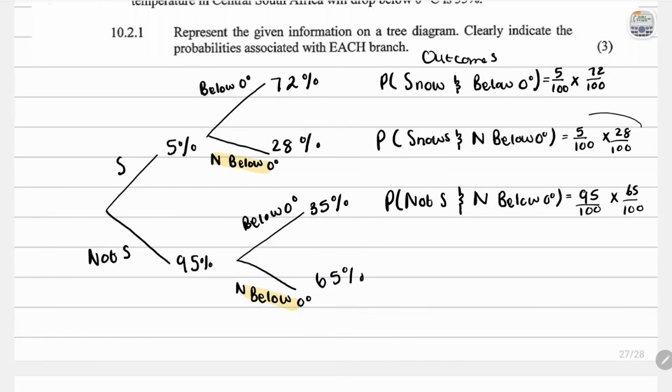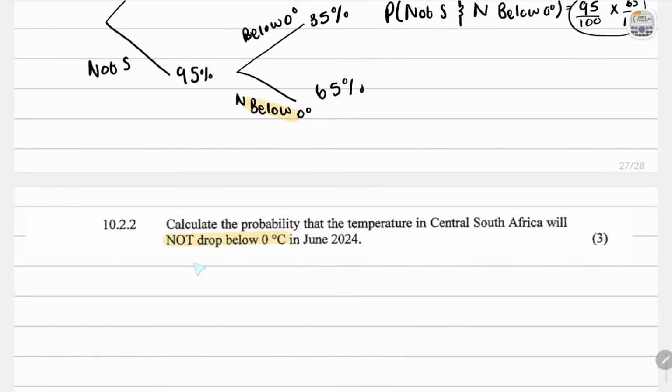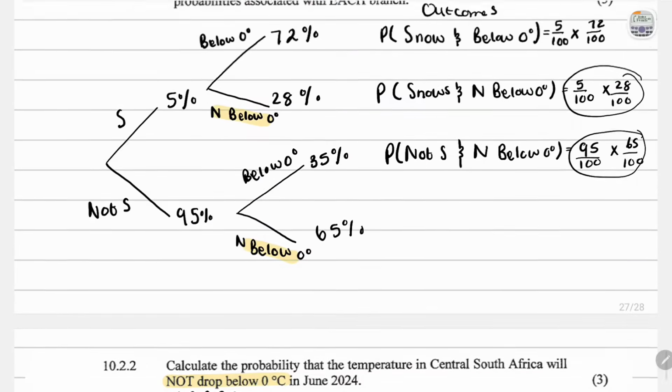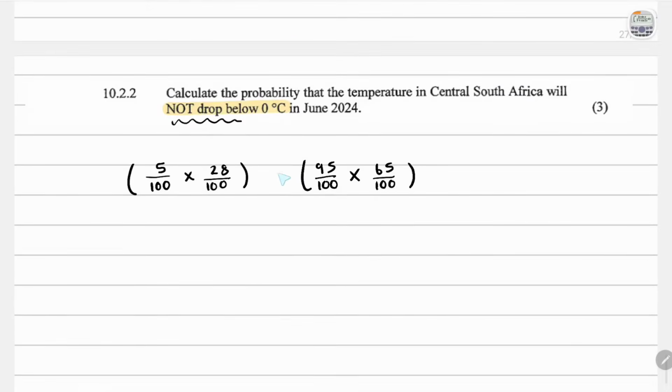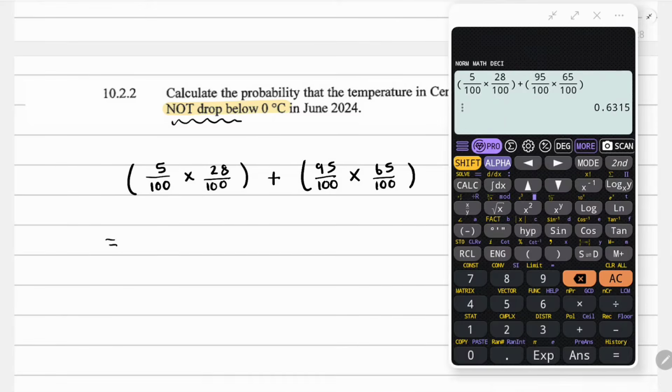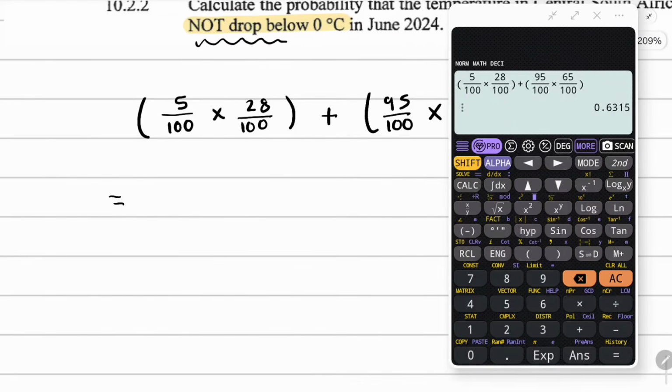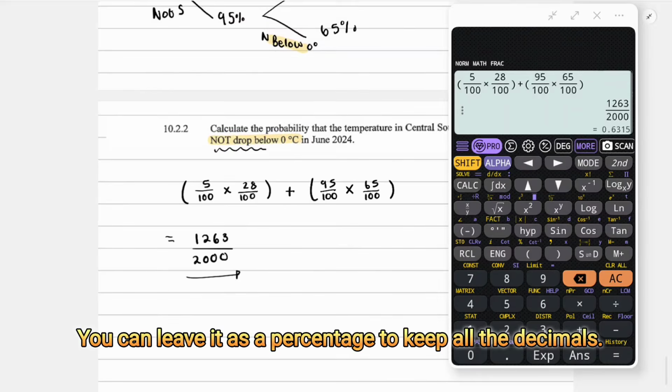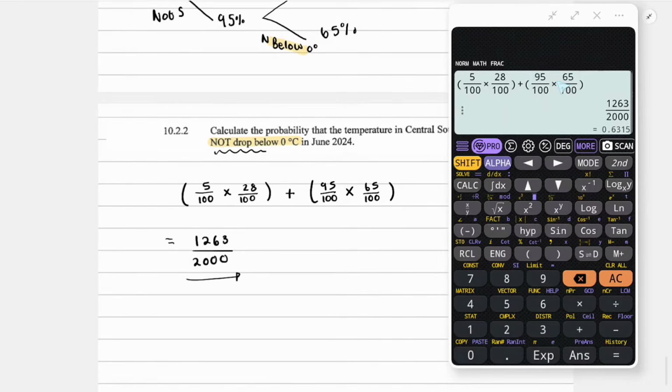We are going to add these, because that gives us the total probability that the temperature will simply not drop below 0 degrees. Adding these together gives us our answer. We could put it in decimal form, but it's a long answer, so I would leave it as a fraction. It is 1263 over 2000. So that is our answer to 10.2.2.